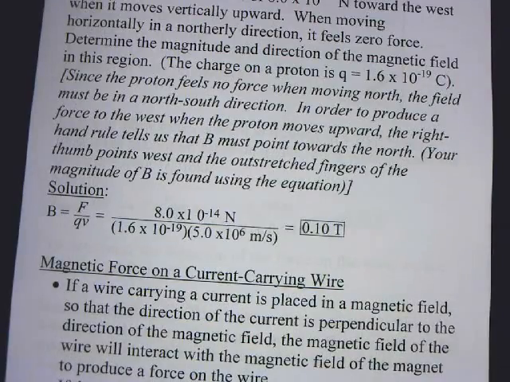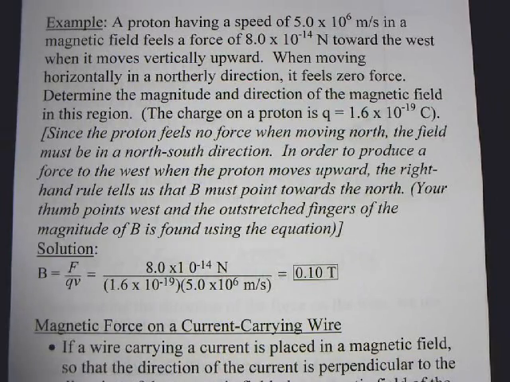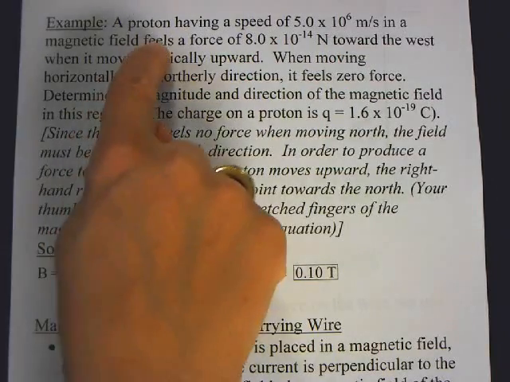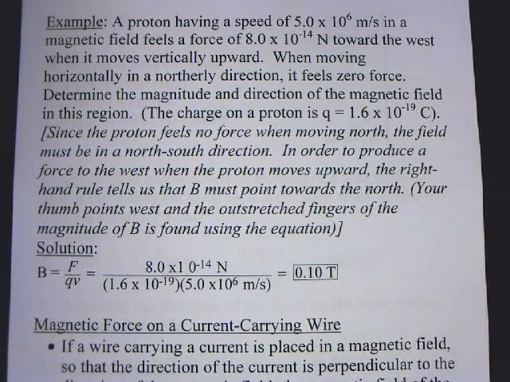This is a really long example for just a really simple calculation, but the reason is that I put a lot of explanation in. So it says a proton, so that means it's positive. That means I'm going to use my right hand. Having a speed of 5 times 10 to the 6 meters per second in a magnetic field, it feels a force.